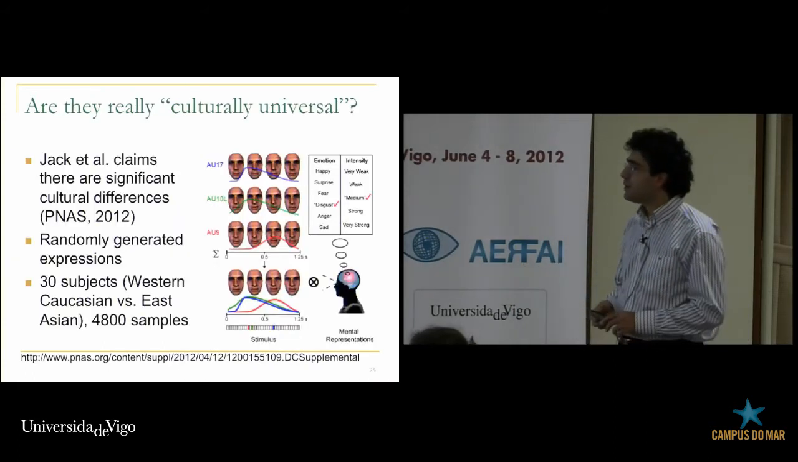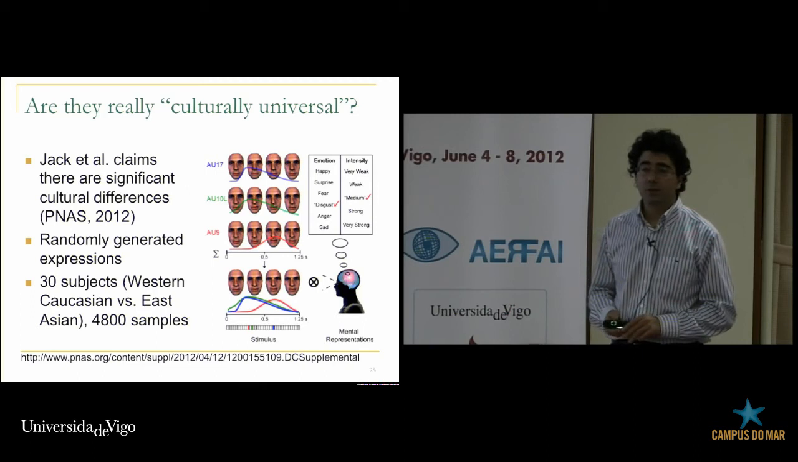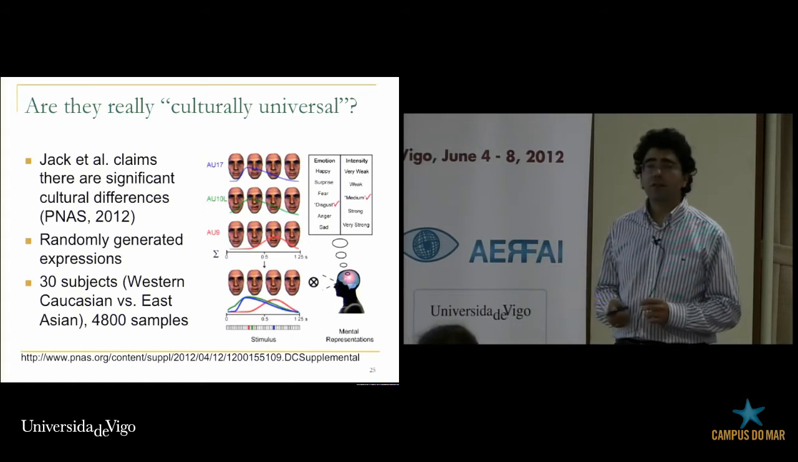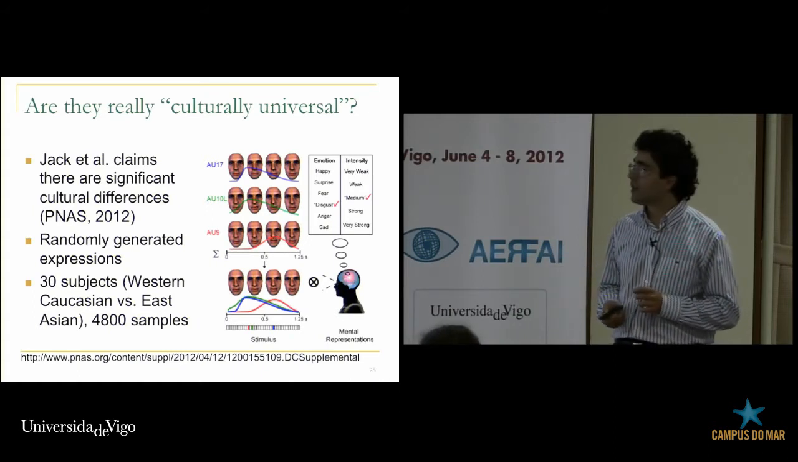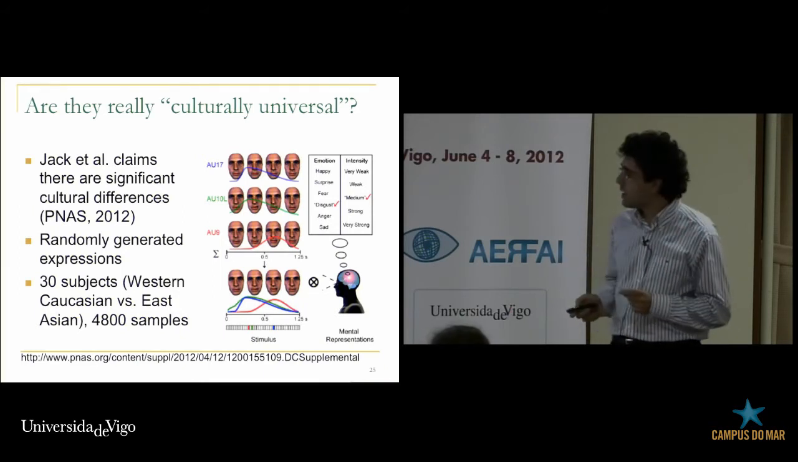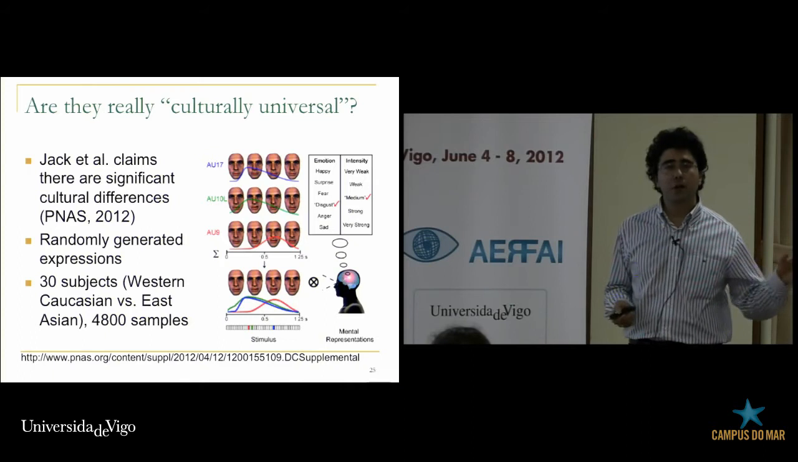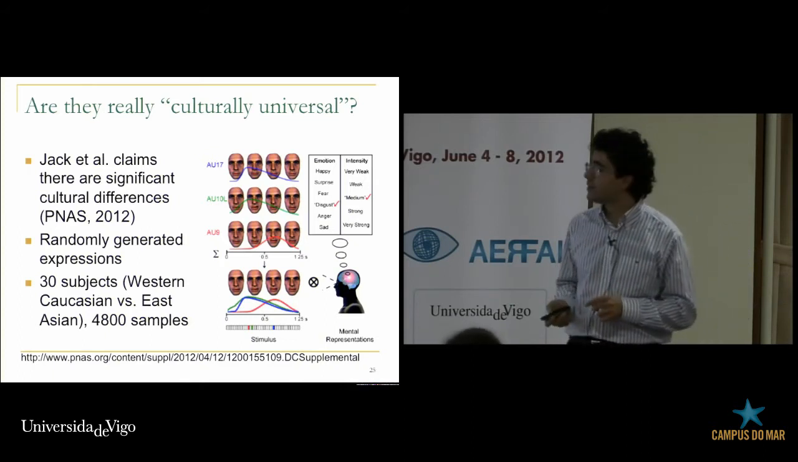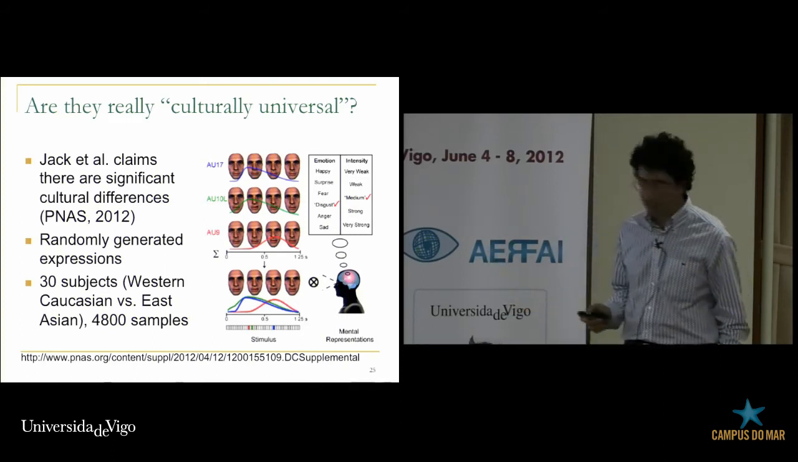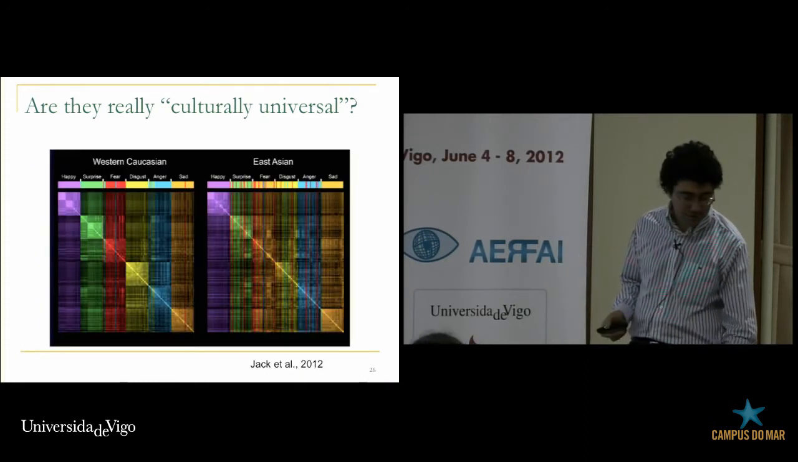Also, some recent studies do contest that these are culturally universal. Jack's recent paper in PNAS claims that there are significant cultural differences in understanding and expressing emotions. What they did was they randomly generated emotional expressions with a tool that they have developed, and then they took 30 subjects, 15 Caucasians, Westerners, and 15 East Asians, and all these subjects evaluated 4,800 such emotional displays. They evaluated the emotion and the intensity.